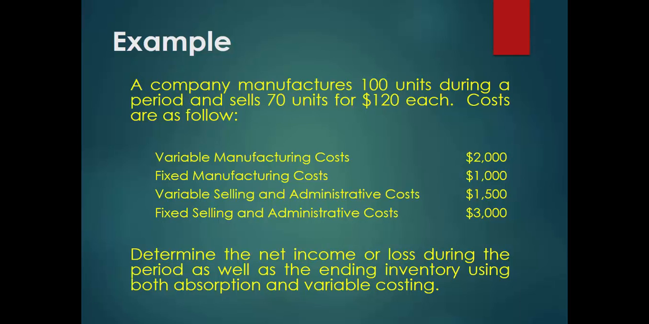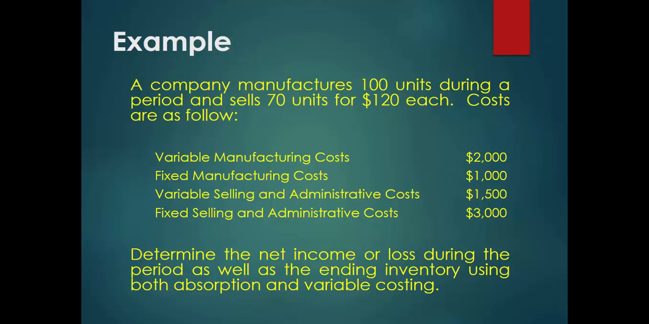So let's take a look at an example and see how this would work. We have a company that manufactures 100 units during the period, and they sell 70, and they sell them for $120 each. Then we have our list of costs. You've got variable and fixed manufacturing cost, and then variable and fixed selling and administrative costs. All four cost types are going to be accounted for. It's just that they may be accounted for differently under different methods.